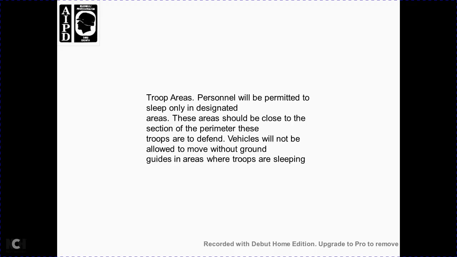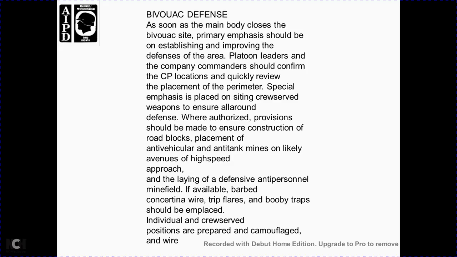Troop areas. Personnel will be permitted to sleep in the designated area. The area should be enclosed with a secure perimeter. At least the troops are defending, and vehicles will not be allowed to move without a ground guide in the area with the troops that are sleeping.